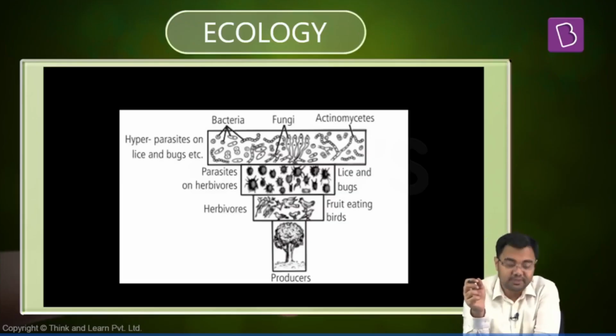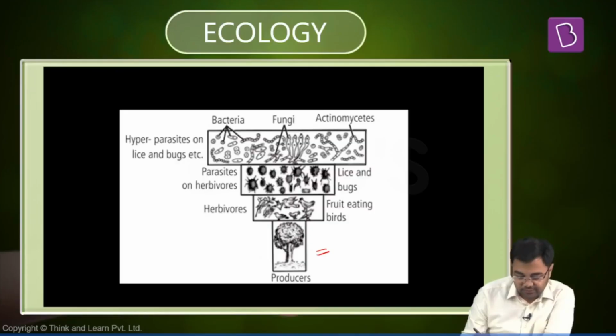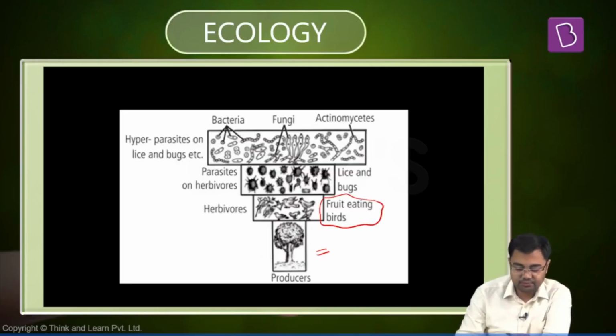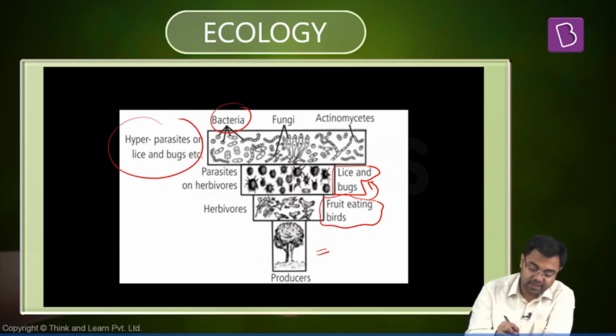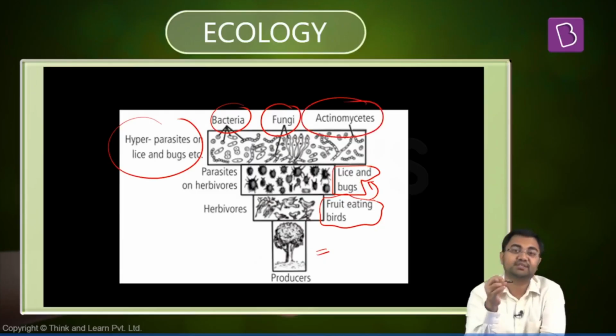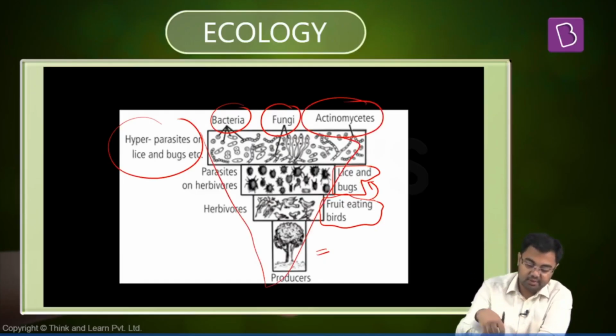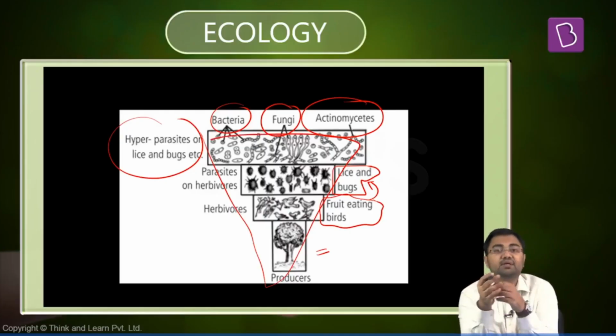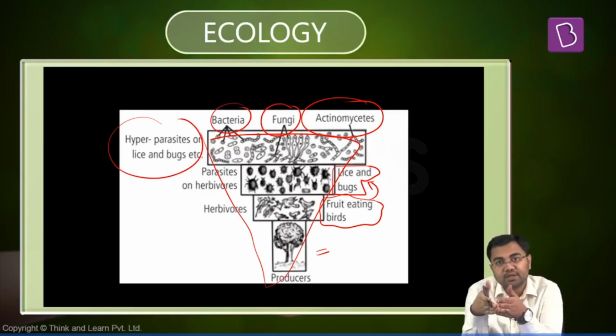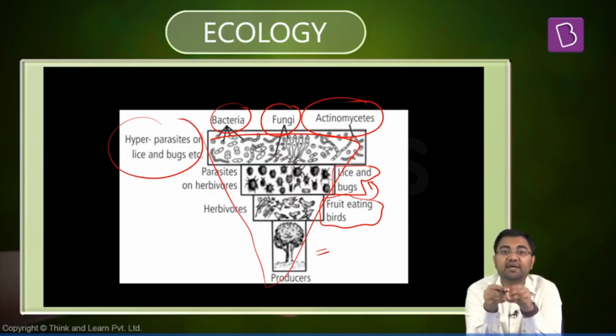If you look at this particular picture, you have a producer from where you have herbivores like fruit eating birds. Then from there you have the parasites like lice and bugs, and then you have the hyperparasites like bacteria, fungi or actinomycetes. So if you look at this, this is an inverted pyramid. So you can say that from the producers up to the consumers, there is a reverse position as compared to a grassland or a pond or even in case of a forest. The number of organisms gradually shows an increase, making the pyramid inverted in shape.